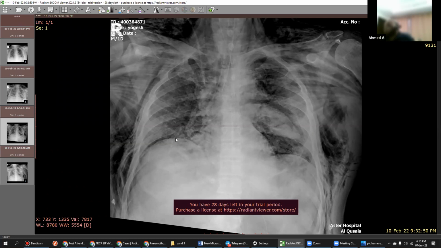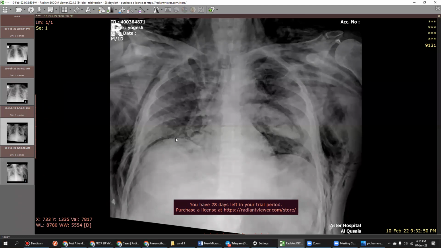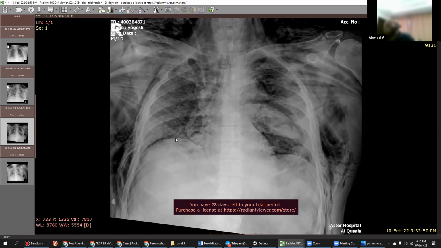What has happened to the ET tube? It is low, right? The endotracheal tube is low in position, in the right main bronchus. Nasogastric tube is good. So what will that cause?